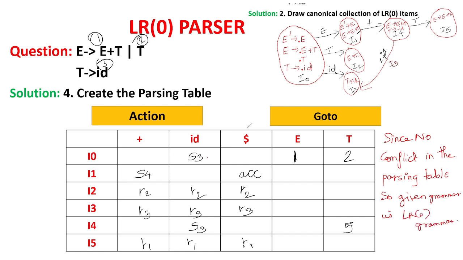If there was one more entry over here, like S3 and S4, or suppose here like S4 and R3, something like this, like two entries in one cell, then we could have said that it is not an LR0 grammar. But in our case, only one entry was coming in every filled up cell, so it is an LR0 grammar. So this way you can tell whether the given grammar is LR0 or not.